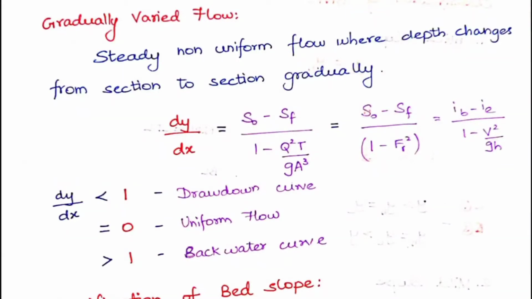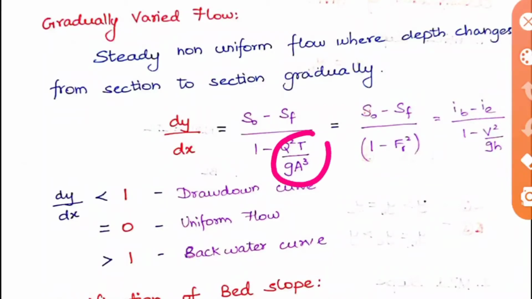We know that this term, Q square T by G A cube, when you expand it, you will get the Froude number. We have already done this derivation in the previous lecture, so we can write the formula like this. This is an important formula, and it can also be written as IB minus IE by 1 minus V square by G H. That is the bed slope and the slope that is actually happening in that energy flow. So those are the two slopes. The S term is denoted as I here, and the Froude number is expanded and written here. That's the simple difference. With this, they may ask you a question, so this is an important formula.